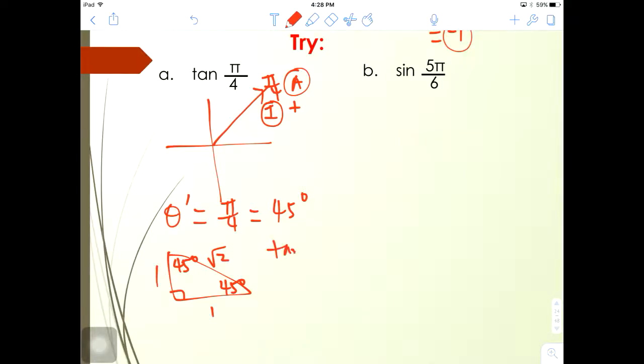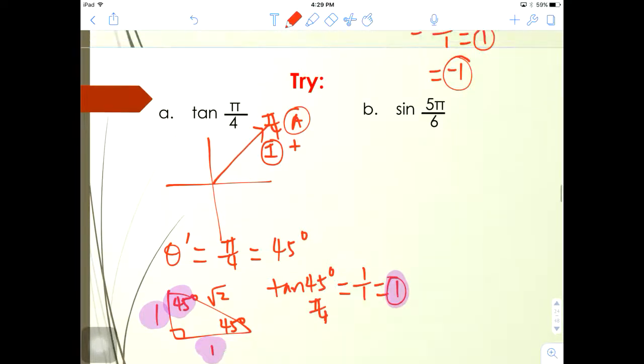So the tangent of 45 degrees or pi over 4 is actually equal to opposite over adjacent. It is 1 over 1, which is 1. So the answer is actually 1 for the tangent of 45 degrees. That's the end of that problem. That was easy. Sine of 5 pi over 6.